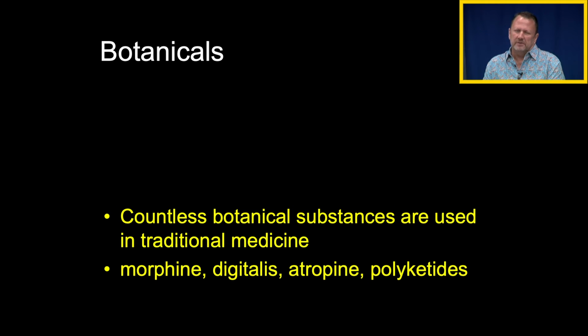All sorts of botanical substances have been used in traditional medicine. Our understanding of morphine, digitalis, atropine, the polyketides, the antimicrobial agents, the antibiotics that we'll talk about, they all started as botanical substances before we had any idea what morphine, digitalis, atropine, and polyketides actually were. There were intelligent creatures that realized that certain plants had these properties of killing pain, stopping the pounding in the chest. Atropine has all sorts of uses. Polyketides prevent infection, something that's gone back for a long time.